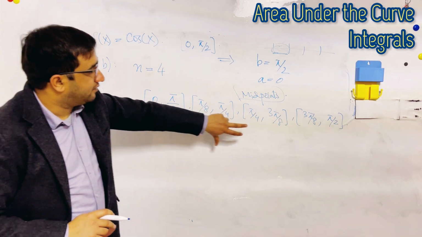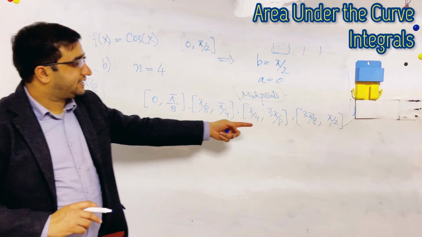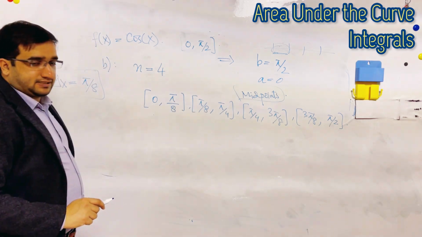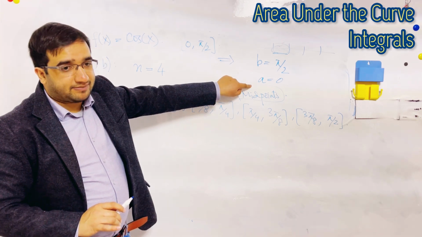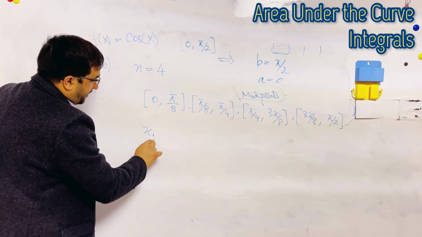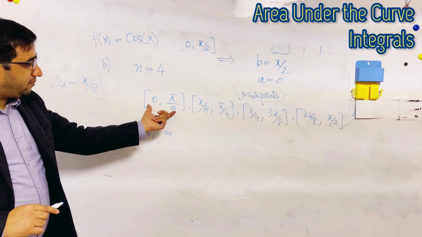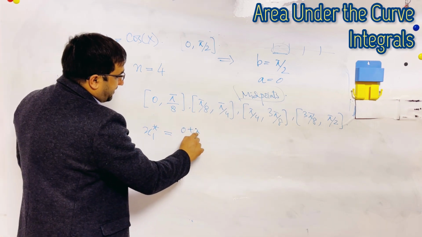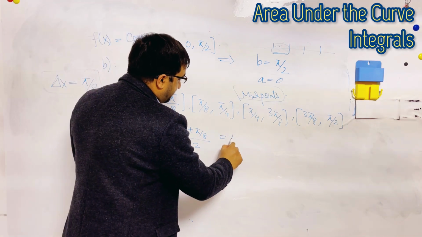So you have made 4 slices using the value of n equals 4 and using this width. You have split the region into this. Now you have the left hand points and the right hand points. But the data is still not enough because he asked me to solve using the midpoints. So from there I have to calculate the midpoints. The first midpoint will be x1 star, and that is the middle point of the first slice, 0 plus pi by 8 divided by 2. So it is pi by 16.